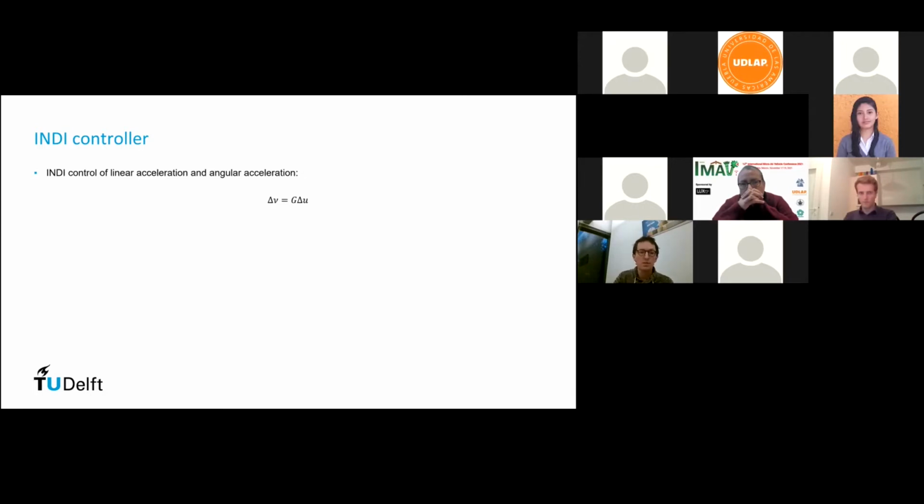So here on the screen, you see the model that we used. Let's say we have an input delta u, which we relate to the output delta nu through a control effectiveness matrix G. We can do this for angular acceleration, and then we're mapping motor and servo commands to a change in angular acceleration, P dot, Q dot, and R dot.